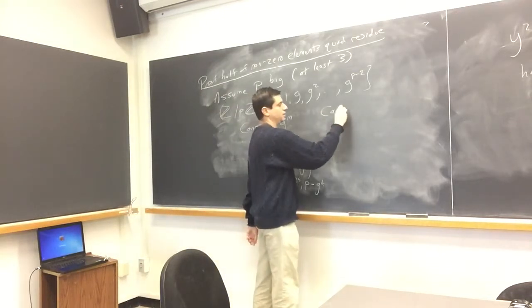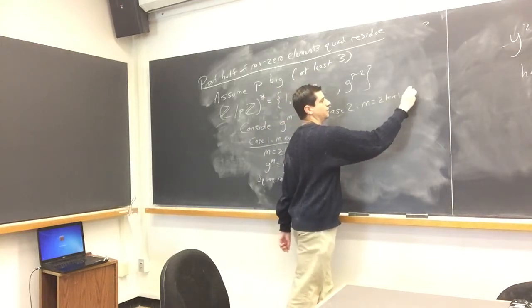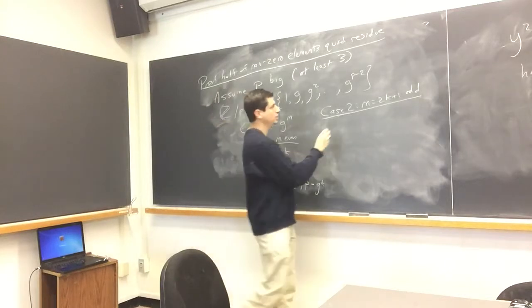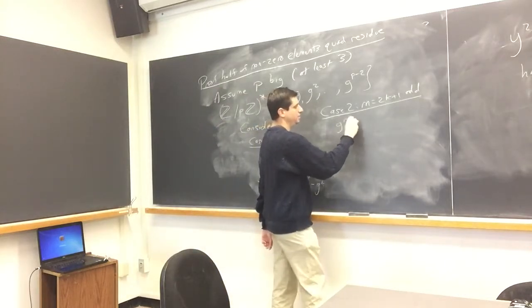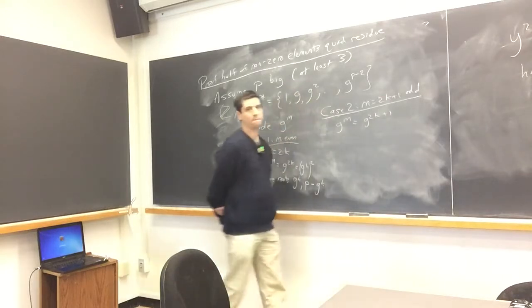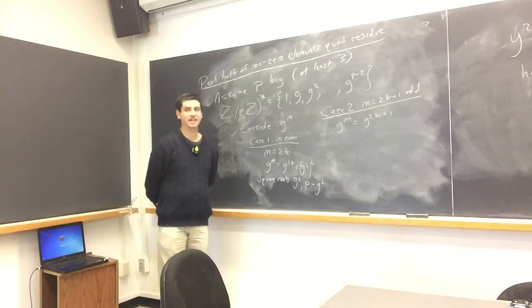So case 2, m equals 2k plus 1 is odd. So now g to the m is g to the 2k plus 1. We want to show that this can't be a square.